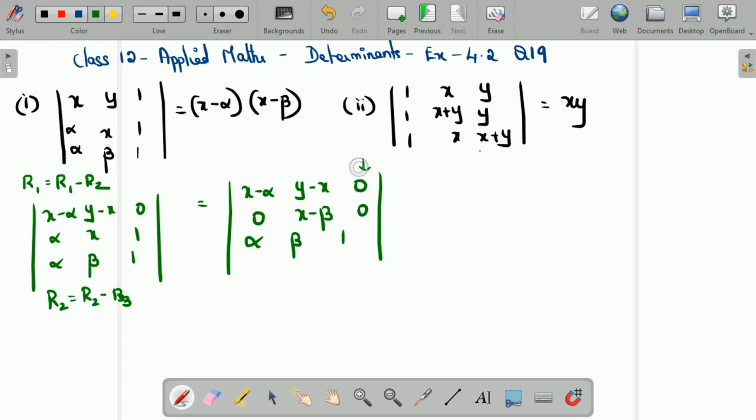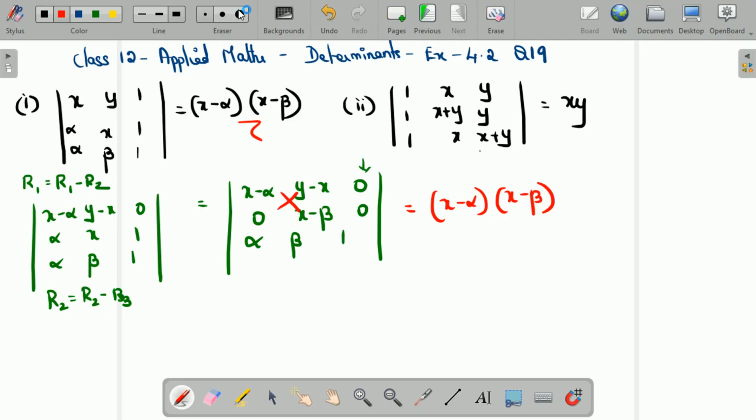Now you can expand the entire matrix along this particular column. So which means all you need to do is cross multiplication of this minus this. Either way, 0 into this is gone. So the value of this particular determinant will be directly x minus alpha into x minus beta. Directly proved into this part.